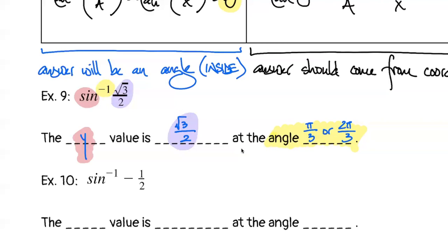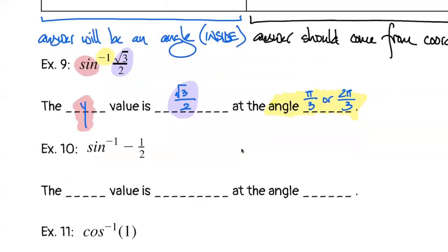All right. Example 10. I see the minus one and I say, oh, my answer is going to be an angle. Then I look at what I'm looking for. Turns out I'm looking for the y value, just like last time, because it's sine. But what would I write, for example, 11? Would I put a y value there?